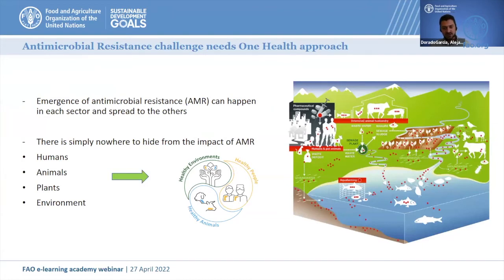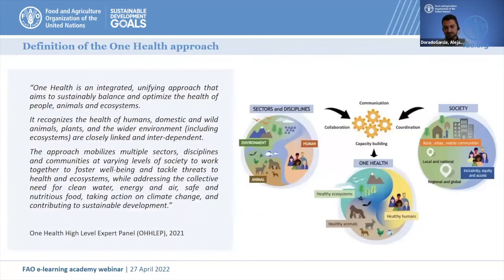So these AMR microorganisms can easily spread among communities and across borders, and can also reach the general population by spilling over into agricultural products and the environment, contaminating waterways, wildlife, and soil. So given this global interconnected web of transmission, there is simply nowhere to hide from antimicrobial resistance. So that's why a multisectoral and multidisciplinary approach is recognized as critical to tackle this problem.